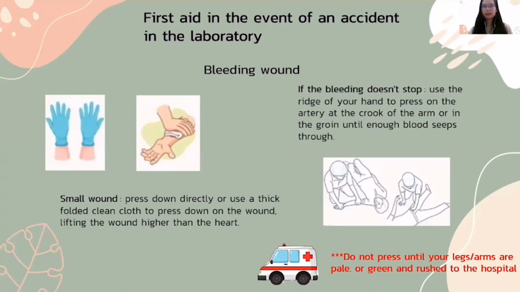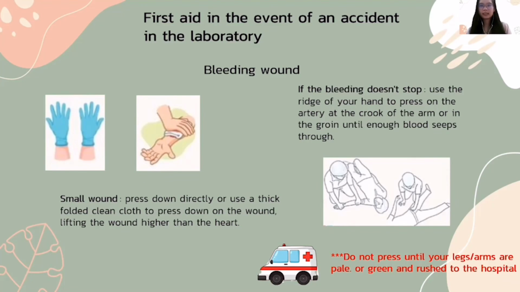First aid in the event of an accident in the laboratory. Bleeding wound. If the bleeding doesn't stop, use the wrist of your hand to press on the artery at the crook of the arm or in the groin until enough blood seeps through. Small wound. Press down directly or use a thick, clean cloth to press down on the wound, lifting the wound higher than the heart. And remember, do not press until your leg or arm is pale or thin, and rush to the hospital.